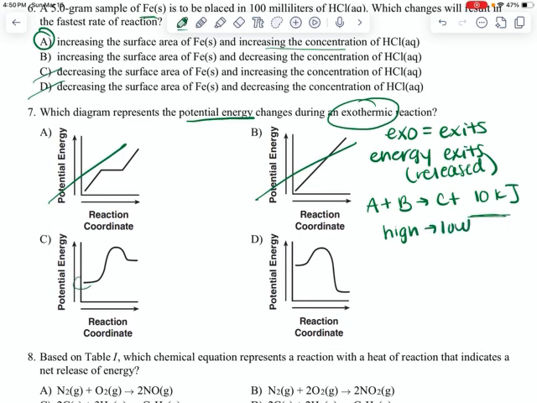In C, we're going from low to high. That's endothermic. In D, we're going from high to low. That's exothermic. Also remember, I told you guys, think about it.